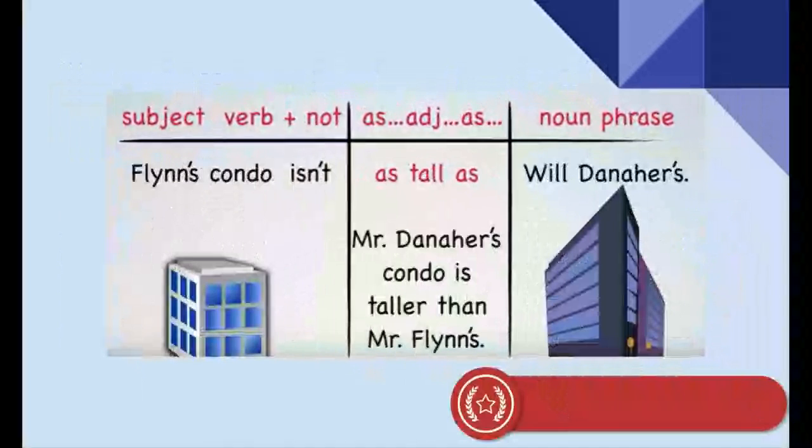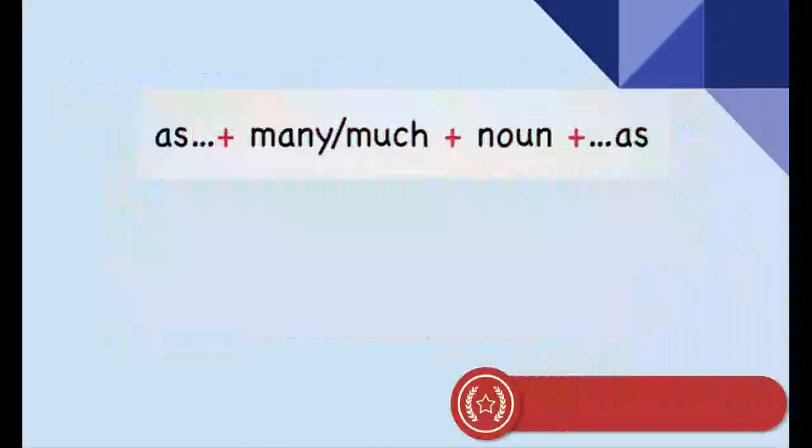Great. Now we're going to compare with nouns. So for this, it's somehow the same as, many, or much. The noun, the object, and then as. Remember that before all of this, we're going to have the subject. In this case, we're going to be using the verb have or has. Usually, we could use another verb sometimes. And at the end, again, a noun phrase.